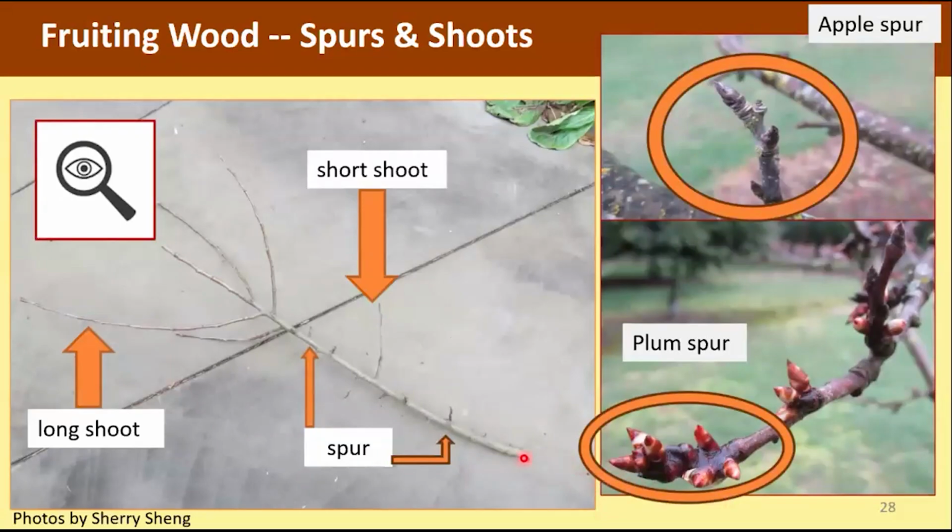All right, this is an apple branch. You can see long shoots, short shoots, and spurs. And up close, you can see apple spurs. See how squished looking they are and how tightly closed the annual growth is. And a plum spur.